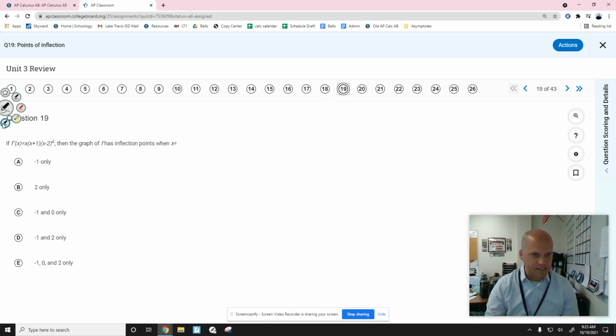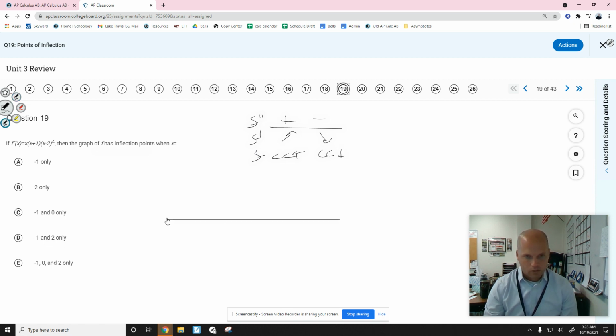All right, since this is the second derivative, and since you're asked for points of inflection, you just need to do your sign analysis of your second derivative to figure out when your first derivative is going up or going down, to figure out when f is concave up or concave down. This will be a point of inflection.